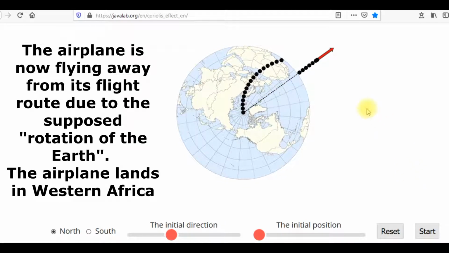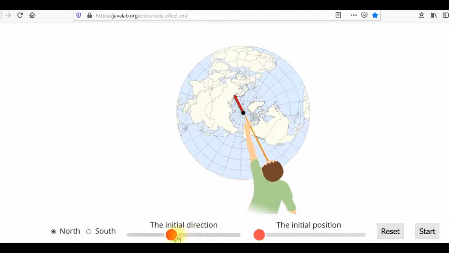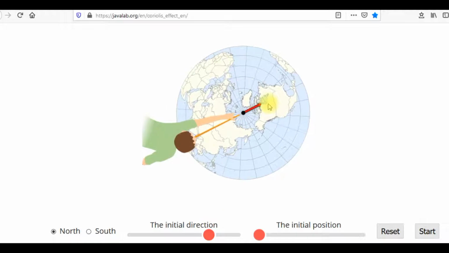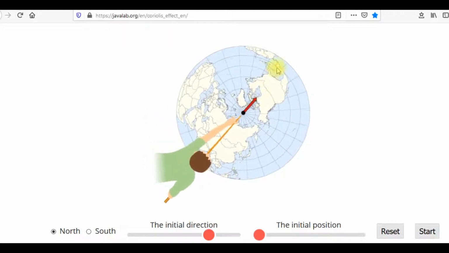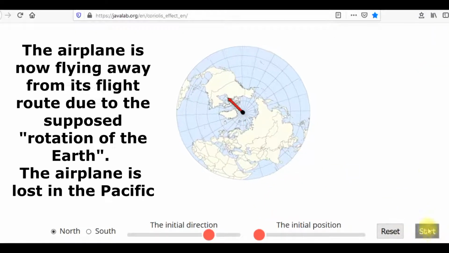Well, because of the supposed curvature of Earth, an airplane leaving here, the North Pole region, towards Somalia would end up in West Africa. Now let's pick another flight. Let's reset. And now this guy is going to be flying from north of Canada down to Guatemala. Same thing. Remember, this airplane is taking off here towards Guatemala in Central America. Start.